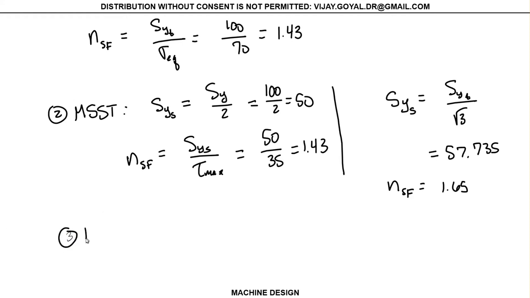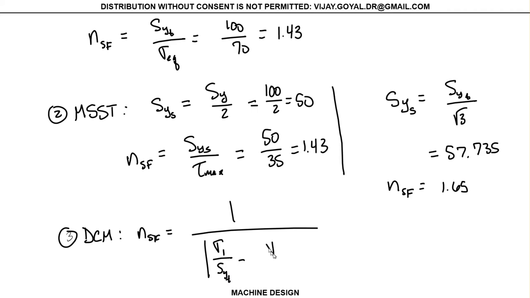Okay. The ductile Coulomb-Mohr theory says that your factor of safety is nothing else than 1 divided by the absolute value of sigma 1 divided by sigma yield in tensile minus sigma 3 divided by sigma yield in compression. Okay, and if you replace all the values, you find this is equal to 1.43 as well.